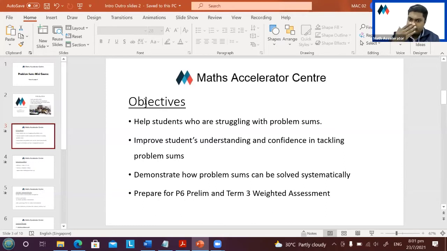We'll demonstrate how problem sums can be solved systematically, because problem sums usually have a lot of chunks of words. Not every word is important. It's the keywords that you have to extract out and then solve the question accordingly. And lastly, the objective is to prepare for your prelims for P6 and your term 3 weighted assessment.